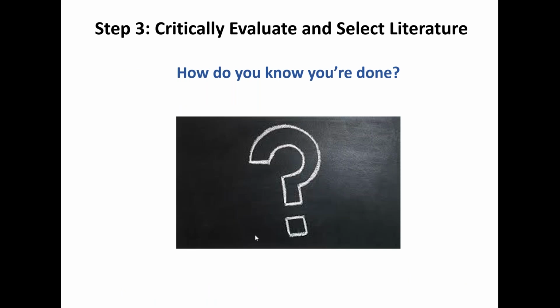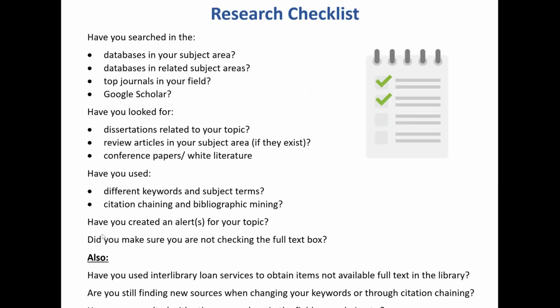All right, so we've chosen our keywords, we've looked at the different resources, databases, etc. We've evaluated what we're looking at. We're close to getting done. How do you know when you're actually done? It's a question I get pretty often. I have this handy research checklist that I think might be helpful. Let me go through that really quickly.